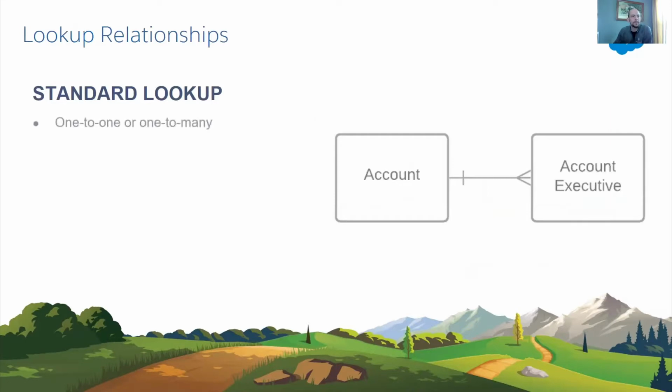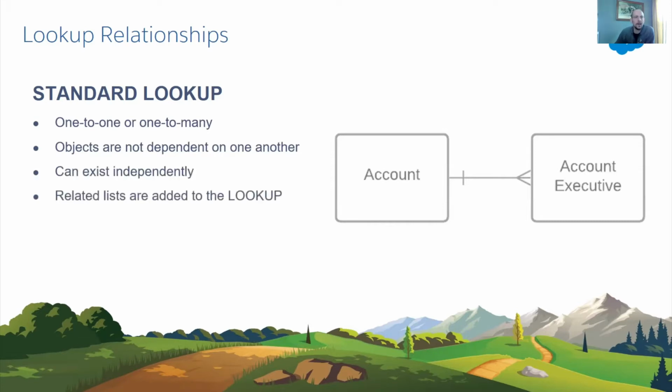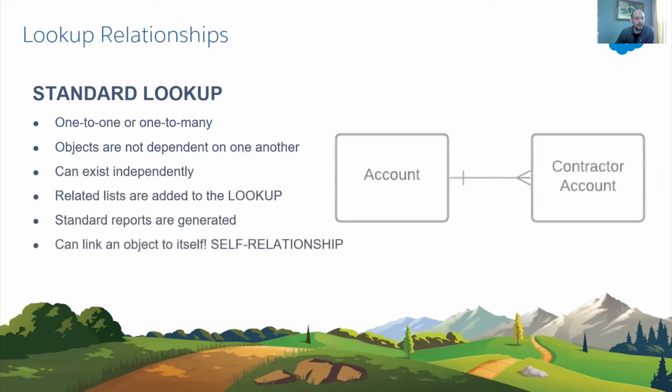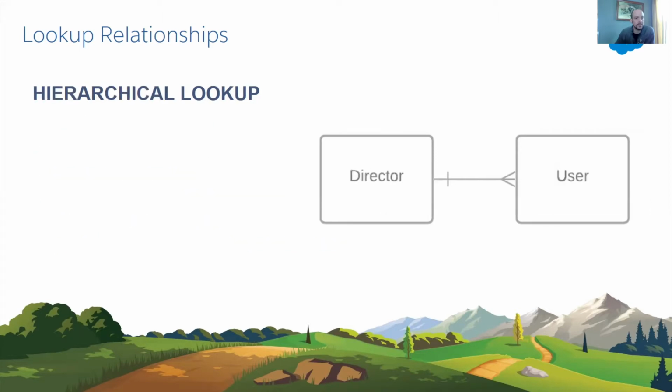So the standard lookup, we're all really familiar with it. Can be one-to-one, can be one-to-many. They're not dependent on each other. They can exist independently. Related lists, we're familiar with it. One thing you may not be familiar with is you can link to the same object. It's called the self relationship. You obviously can't link to the same record, but you can link to the same object.